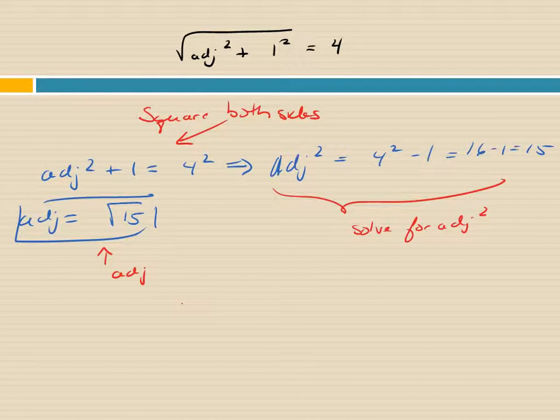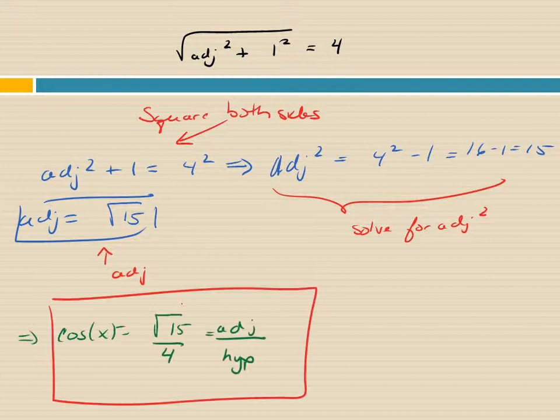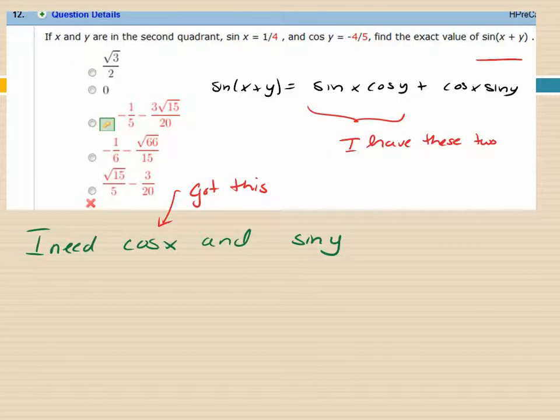How do I get the adjacent? I square root both sides. That gives me the adjacent. So cosine x is adjacent over hypotenuse, square root of 15 over 4. And it's not quite square root of 15 over 4. I'm going to explain that in a second. Now I got the cosine.